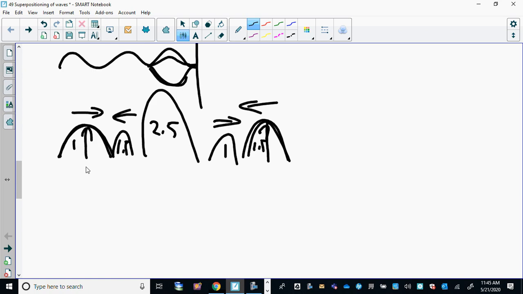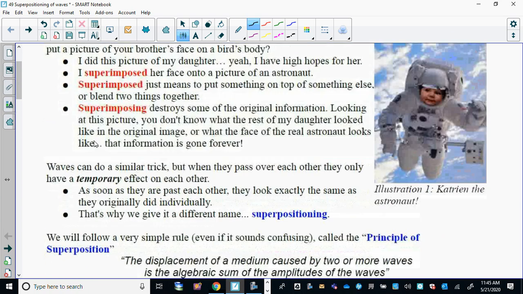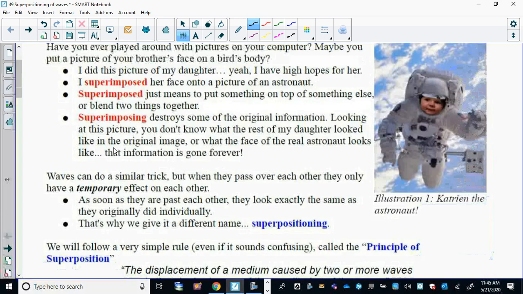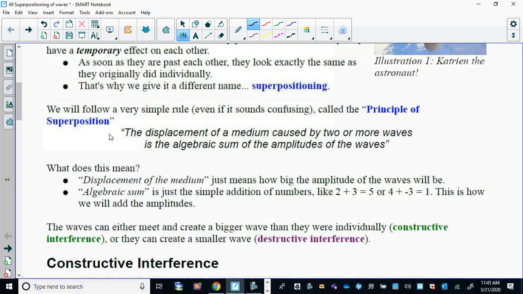Okay, so let's go back now and fix all this. So we talk about superimposing, which means one wave gets superimposed on another wave, and the key here is right here. The displacement of the medium caused by two or more waves is the algebraic sum of the amplitudes of the waves. All right, so if one is up and one is down, then you essentially subtract them. If they're both up, you add them. If they're both down, you add them. One's called constructive interference, one's called destructive interference.